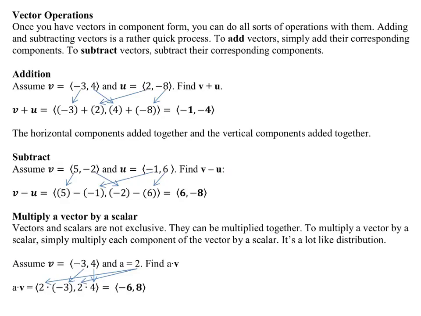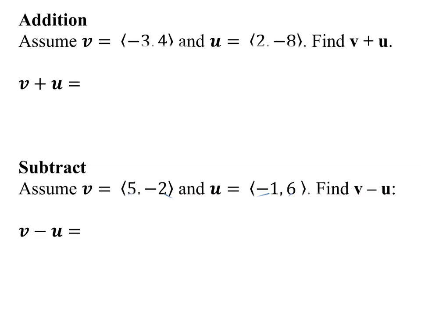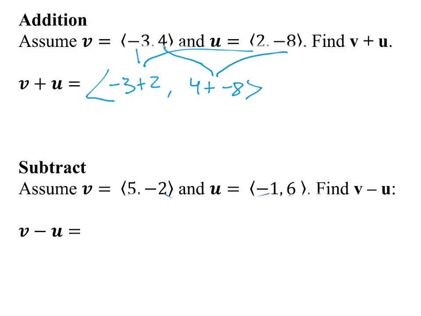All this is on here already, but I'm going to rewrite it so you can kind of see how things work in action. If you want to add two vectors together, you add their corresponding components, meaning the x's get added together and then the y's get added together. And that'll give you your new vector. So if you want to add v and u together, you take -3 and 2 and add them together. And then if you want to get the y component, you can take 4 and -8 and add those together. And that will give you your new vector, which is going to come out to be -1, -4.